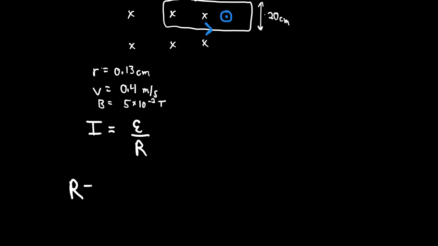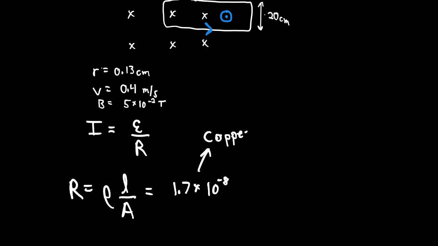First, I need to figure out the resistance. Resistance of this wire is rho times L divided by A. Rho is 1.7 times 10 to the negative 8. That's for copper. That comes from a table. Copper's resistivity. L is the whole length around this loop. What is the length around this loop? You can think of it like the perimeter. 200 centimeters, which is 2 meters. Yep. So that's why we plug in 2 meters for the length.